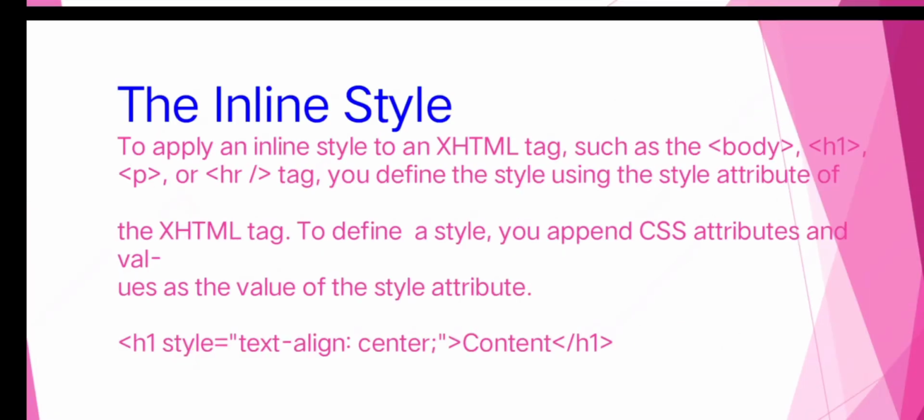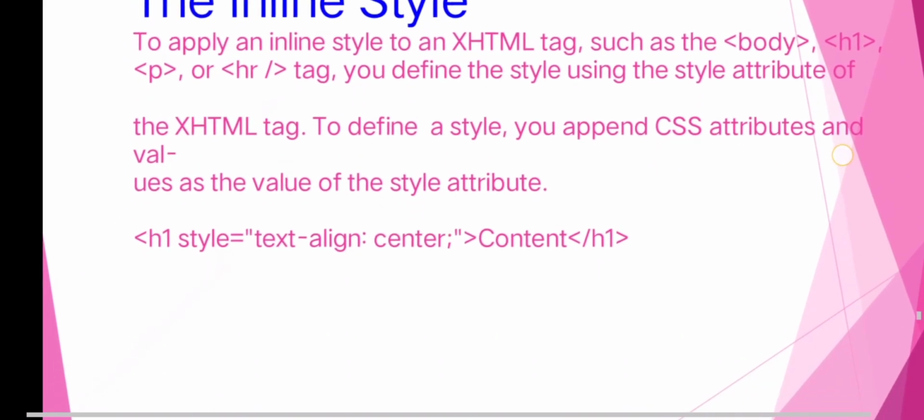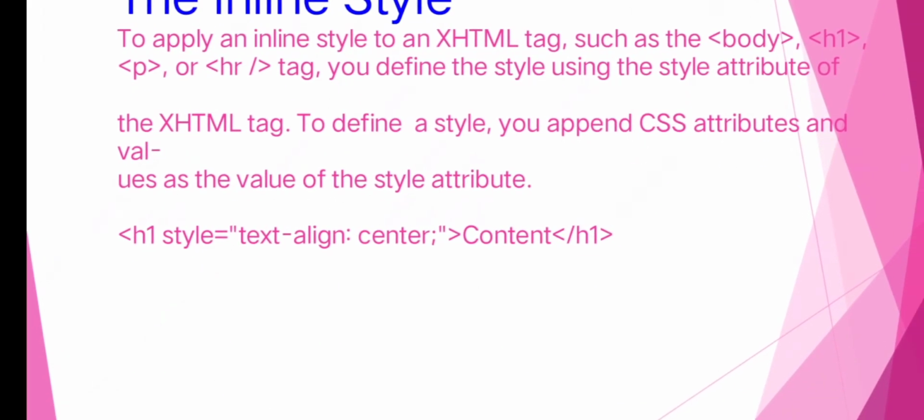Inline style. To apply an inline style to an HTML tag such as the body, h1, p, or hr tag, you define the style using the style attribute of the HTML tag. To define a style, you append CSS attributes and values as the value of the style attribute. For example, h1 style text-align center, then the content, head 1.